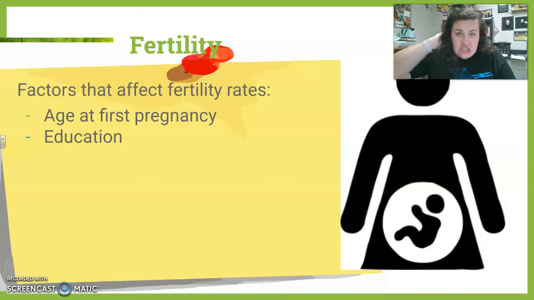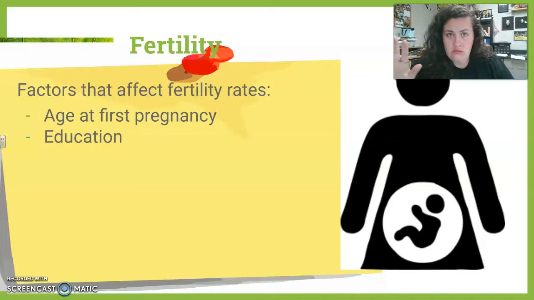So, on average, the more educated you are, the fewer children you will have in your life, and the later you will wait to have those children. And again, this is just averages. Obviously, there's going to be stuff that defies the average.